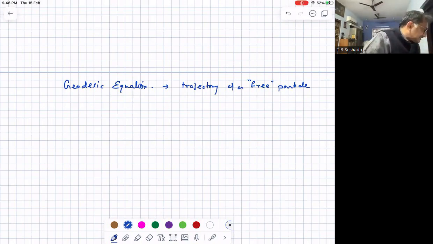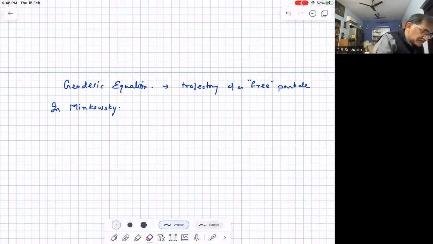Now let us see this. In Minkowski, is it Y or I, Minkowski? I. No? Yeah, my spellings are horrible. All these scientists, if they come alive, they will kill me because of the spellings I use.